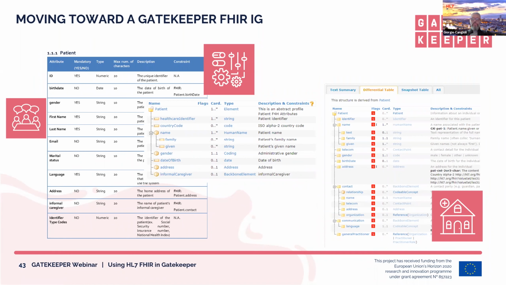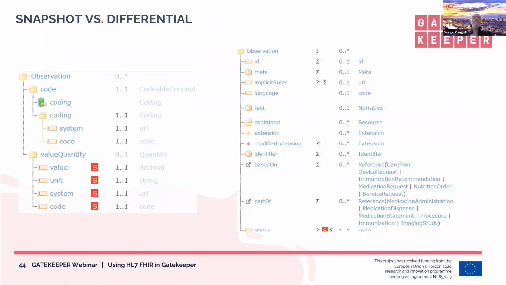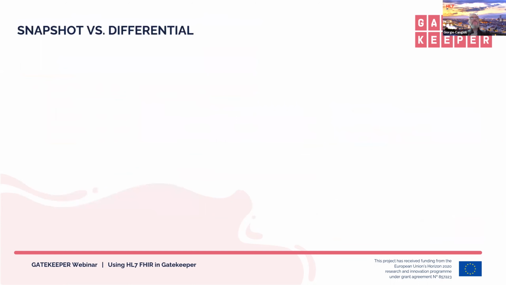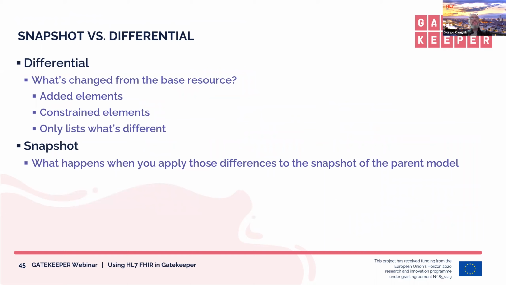What I would like to highlight, if you go to reading the FHIR IG, is please be careful about the difference between the snapshot and the differential view. The differential view describes only what is changed from the base resource, and sometimes could be misleading. Let me show you, for example, what is happening in our IG.